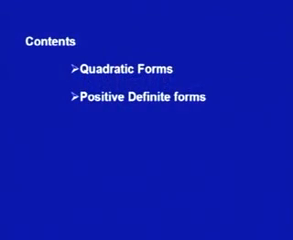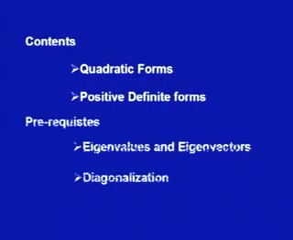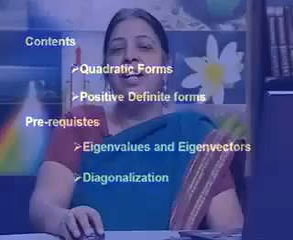This lecture includes quadratic forms and positive definite quadratic forms. The prerequisite to this lecture is eigenvalues and eigenvectors together with diagonalization. I suggest that before going through this lecture, the user must go through eigenvalues and eigenvectors together with diagonalization. We start with quadratic forms.